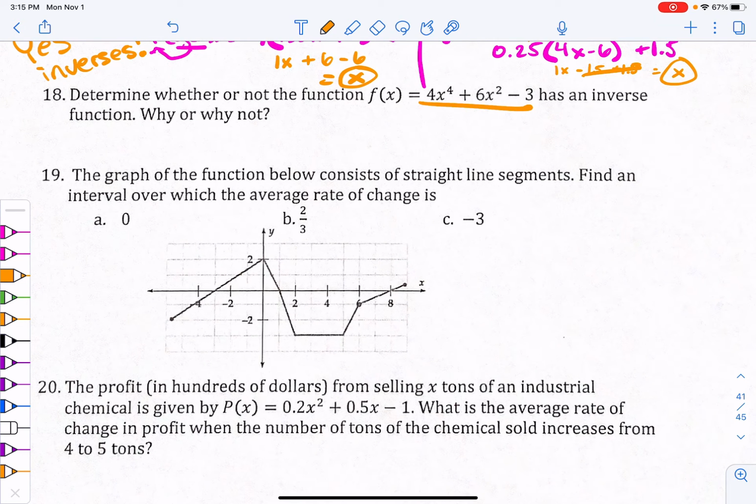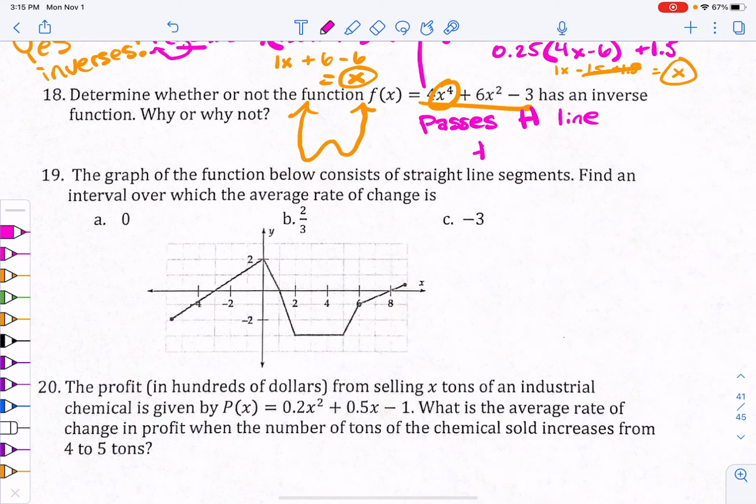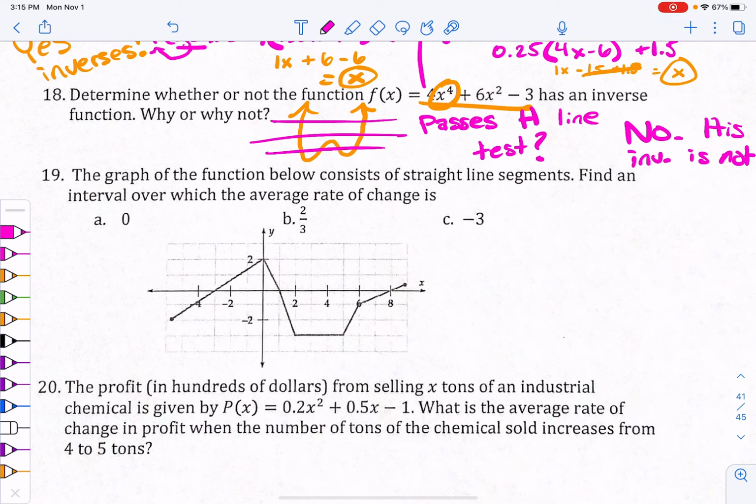All right, his parent function is x to the 4th power, and we know that no matter what, an x to the 4th power function looks something like a W, and a function has an inverse function if it passes the horizontal line test. Not the vertical line test, the horizontal line test. So we have to decide, does he pass the horizontal line test? No. His inverse is not a function. Okay? All right, that was pretty easy.